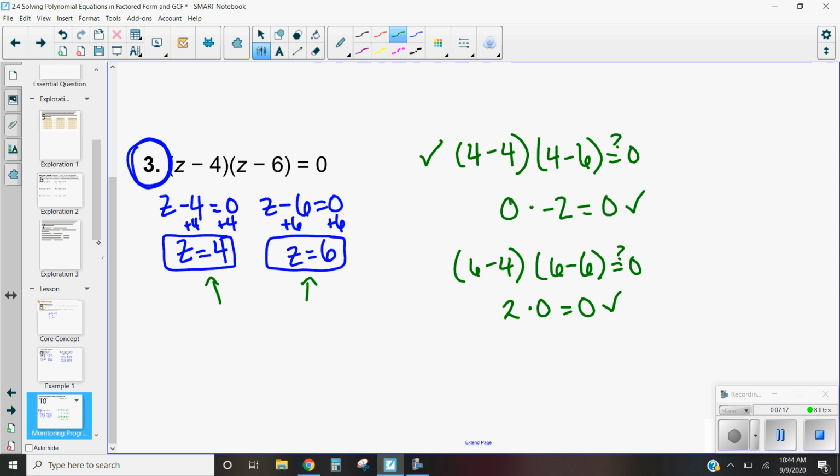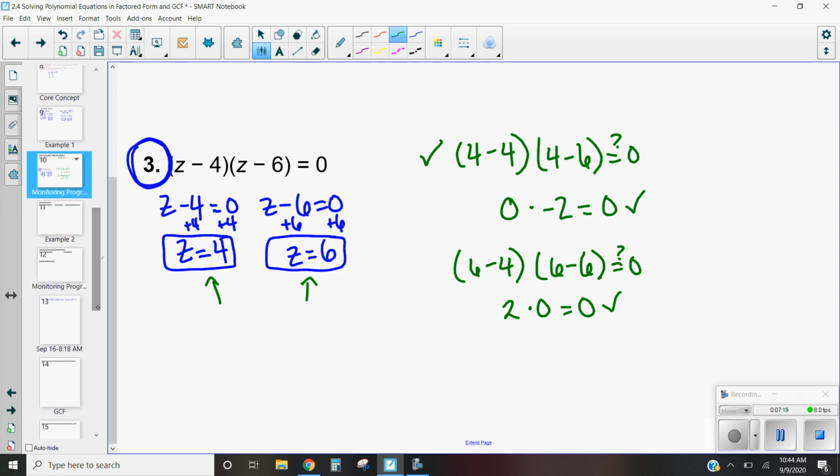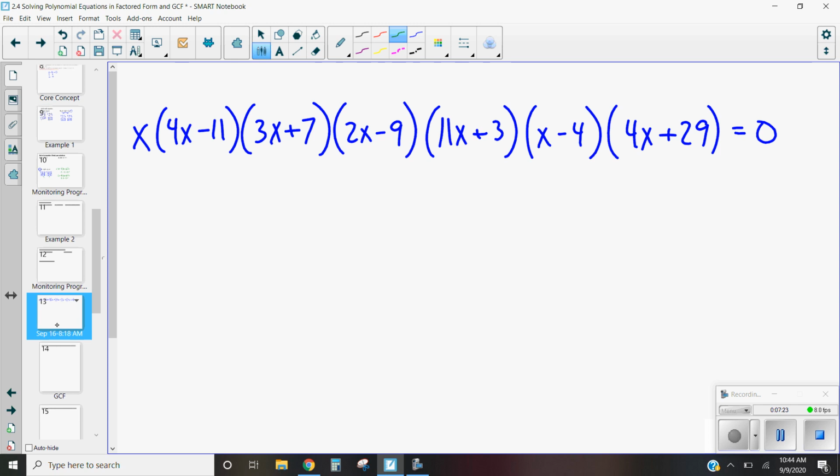Now, let's take a look at a problem that's a little bit harder. Here we've been taking the product of two numbers. I can do this with the product of as many numbers as I want. Here I have 7 different polynomials that I'm multiplying. So guess what that means? For every polynomial, I have a unique answer. So that means x is going to equal 7 different numbers here.